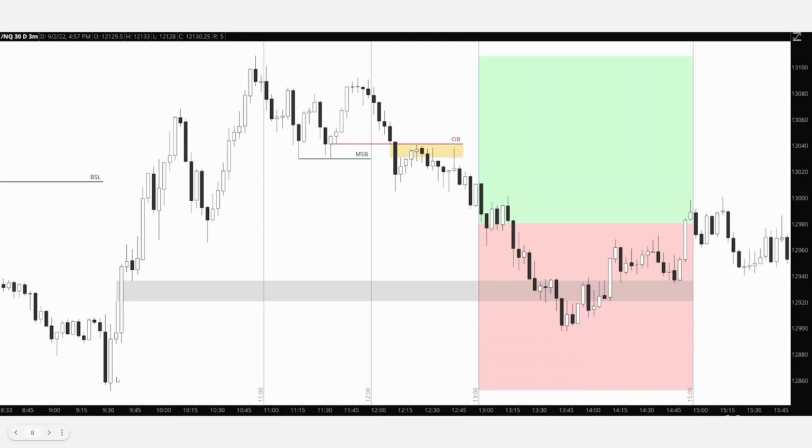Then another example here, 9:30 open, price trades through buy-side liquidity, chops around for a bit, 12 o'clock starts, and suddenly we break market structure and leave behind this fair value gap, trade back up into it, and then proceed lower into the discount range.